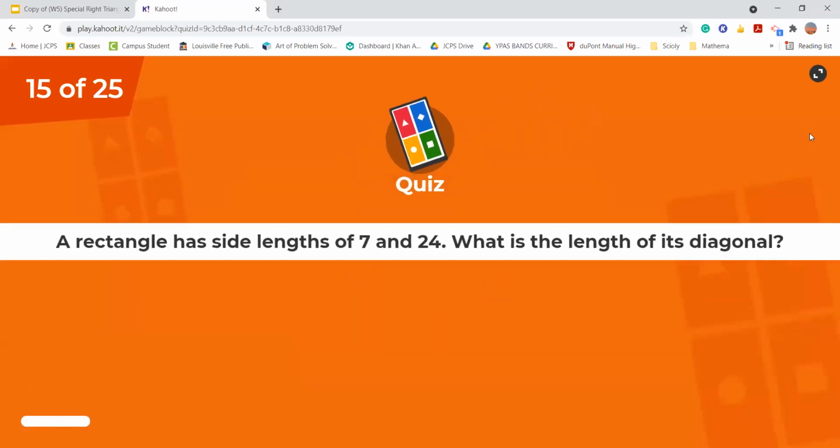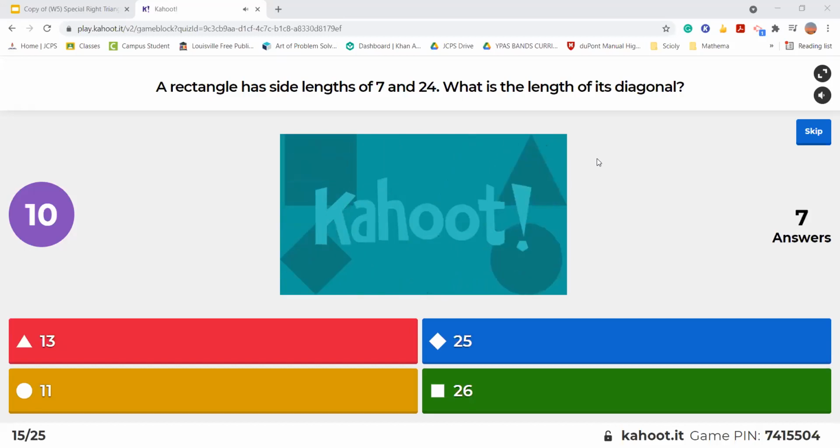Yeah. Should I pull mine up? Okay, this one's okay. Yes, I agree. Oh, we can't see the answers, I think. Okay, red is 13, blue is 25, yellow is 11, green is 26. Red is 13, blue is 20. Oh, we can see now. Okay.